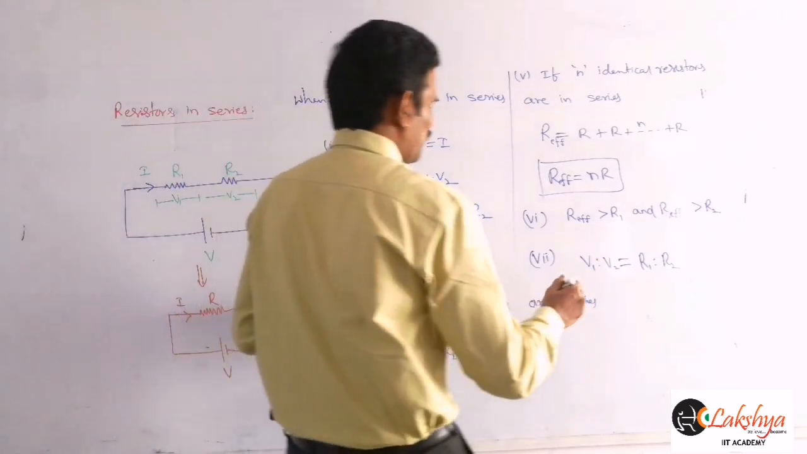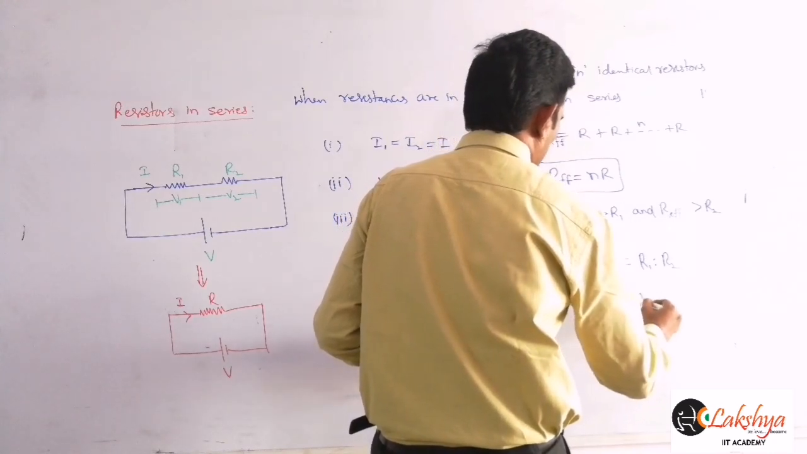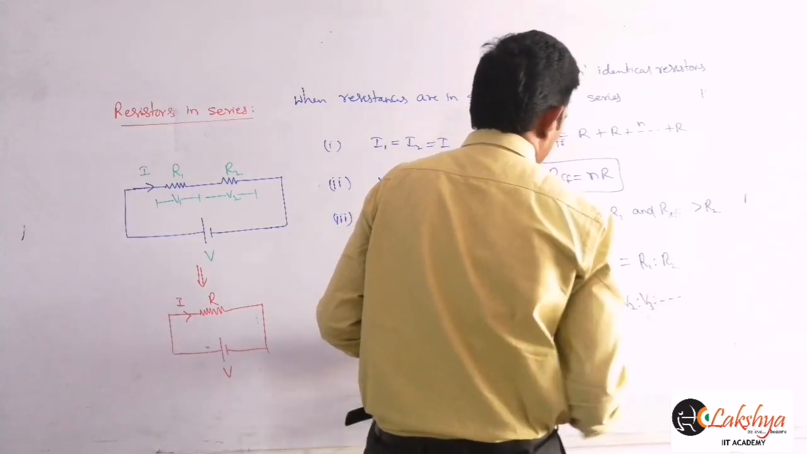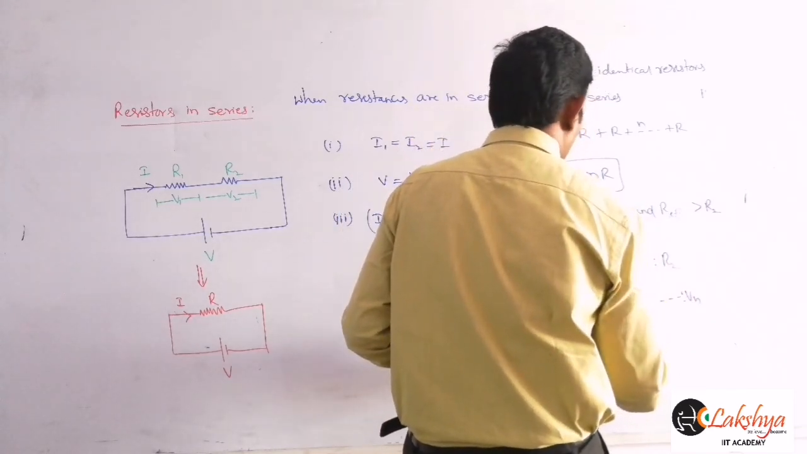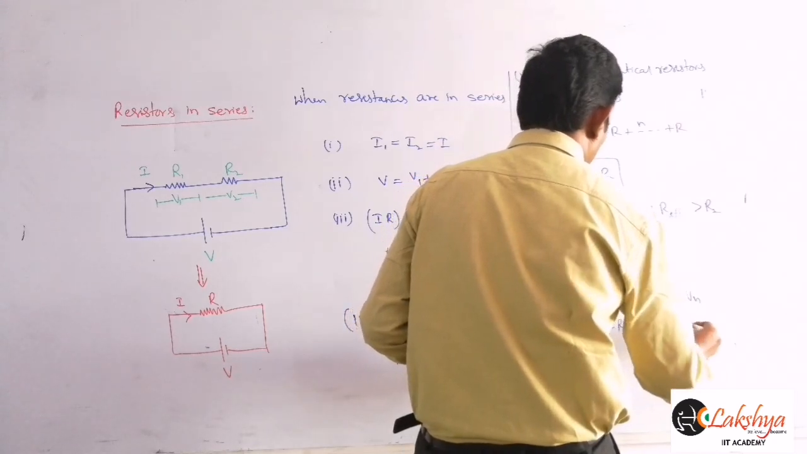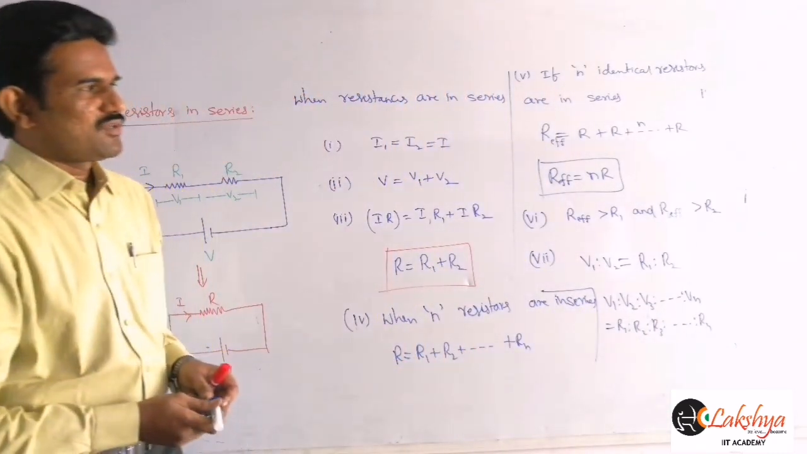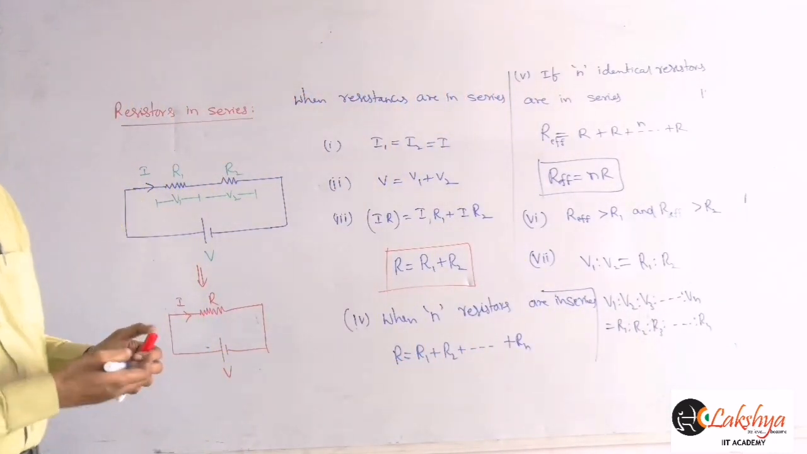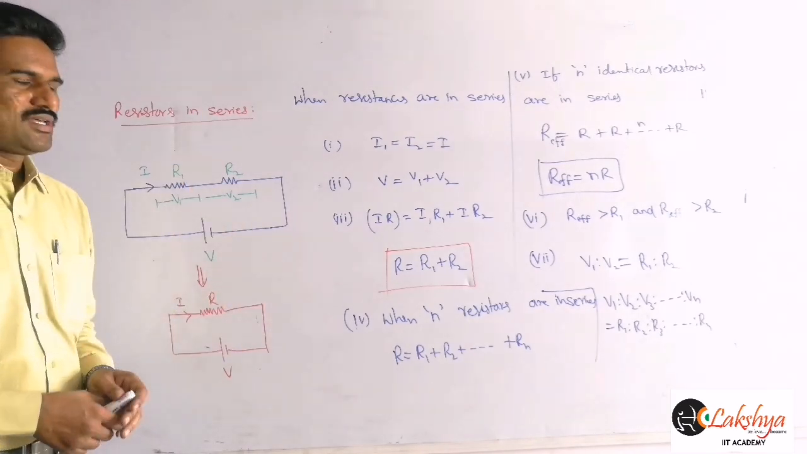And this will be valid for n number of resistors also. That means we can write V1 is to V2 is to V3 is to and so on is to Vn. This value will be equal to R1 is to R2 is to R3 is to and so on is to Rn. That means you can write it for two resistors or for many resistors also. Got it? So that is when the resistors are joined in series there.